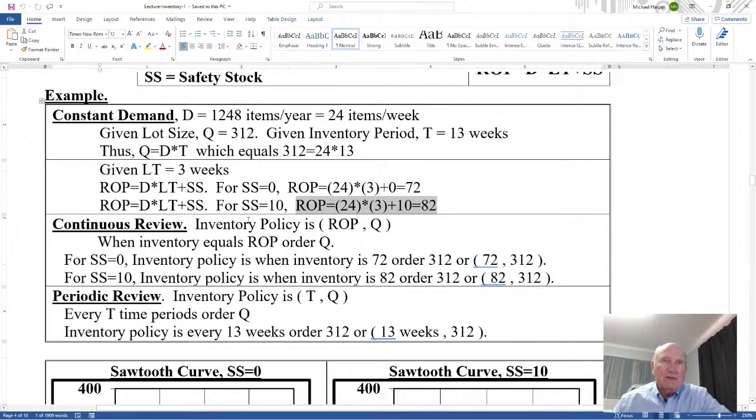So for the continuous review, remember it's ROP, Q. So when inventory equals ROP, order Q. That's how the continuous review inventory policy is interpreted. So for a safety stock of 0, the inventory policy is when the inventory level reaches 72, order 312, or 72, 312. For a safety stock of 10, the inventory policy is when the inventory is 82, order 312, or 82, 312. So we have two different inventory policies here, 72, 312 and 82, 312, depending on the safety stock. Is it 0 or is it 10?